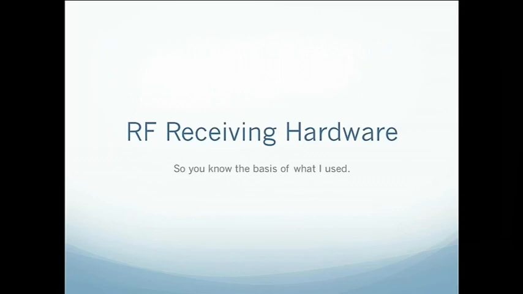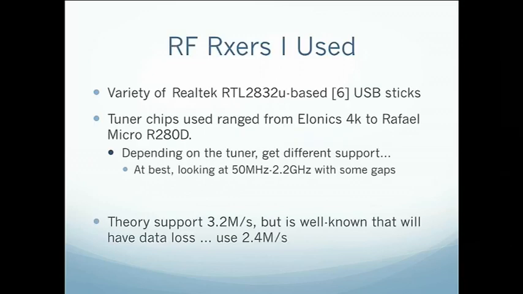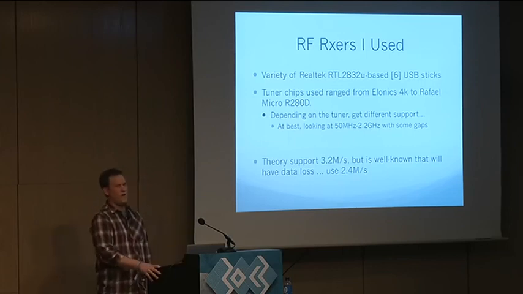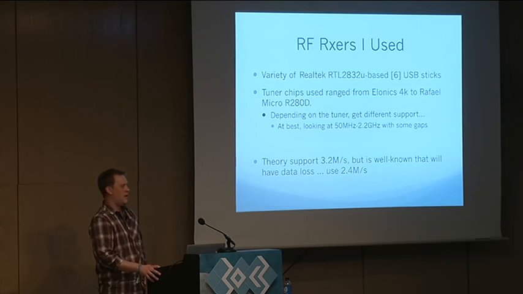So I want to share with you sort of the receiving hardware that I've used. As I mentioned, I've used a variety of the Realtek RTL2832U based USB sticks. Most of the sticks that you find will have this chip, but then you have the tuner chip that goes along with it. And the best tuner chip out there for these is basically the Elonics E4000. And this will basically get you 50 megahertz to 2.2 gigahertz with some gaps at around 1100 to 1300 in that range. I also have been using these Rafael Micro tuners, and those aren't as good.